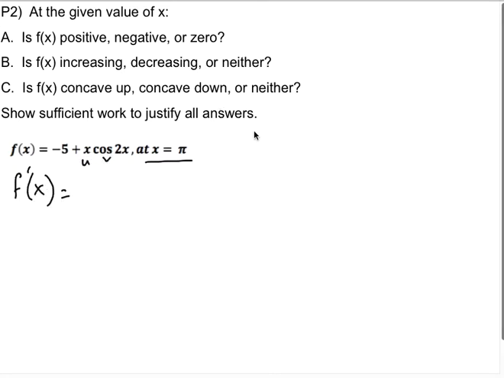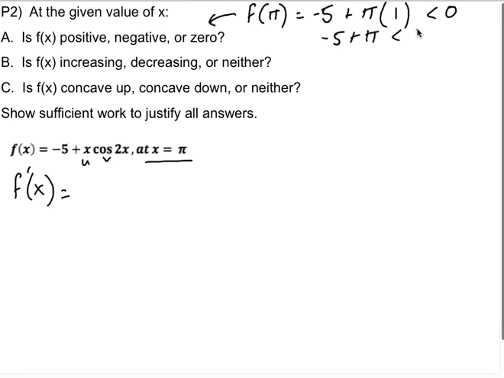I would point out that if I were doing this on a test, I would absolutely bust out A first, because you can do A without any calculus at all, right? You can find f of pi is equal to negative 5 plus pi times 1, because it would be cosine 2 pi. So this is less than 0, because remember, in your brain only, pi is darn close to a 3, right? So negative 5 plus 3 is definitely less than 0, so f is negative. Again, this is when you use that idea that pi is close to 3.